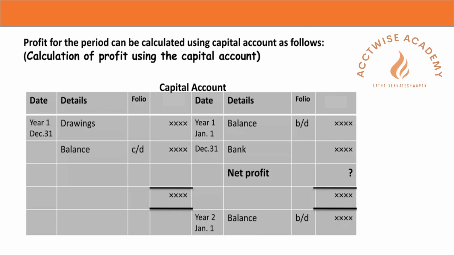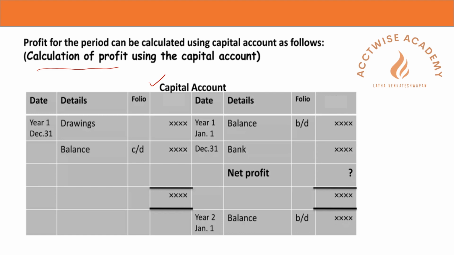We saw how to find out profit using the formula method. Now what we are going to do is open the capital account and find out the profit. Whether you use the formula or open the capital account, profit is going to be the same. Let us now understand how to calculate the same profit using the capital account. So the capital account will have a credit balance.